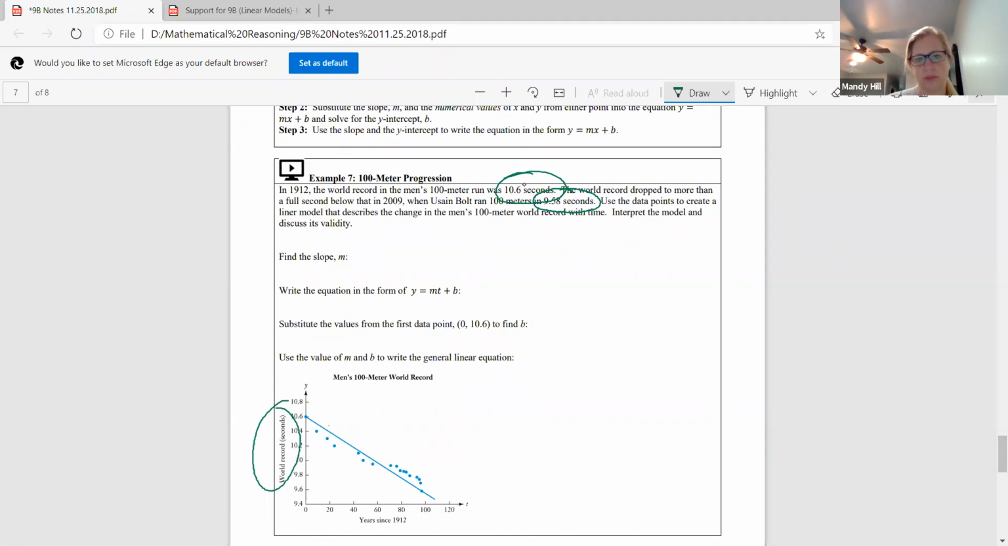We're going from 10.6 to 9.58, which are the 2 points that we've got here. So we're not rising, we're falling, right? So when we do rise over run, we're going down.